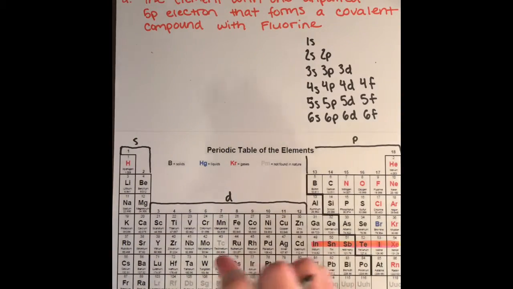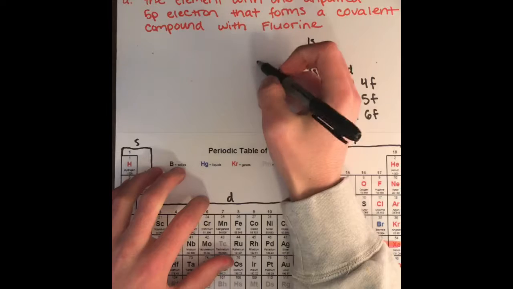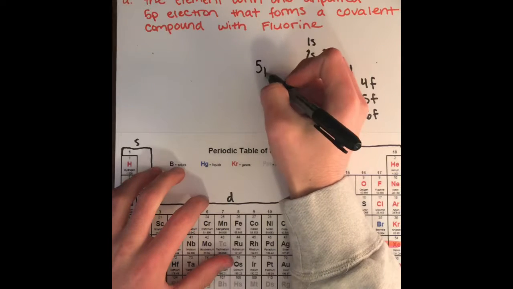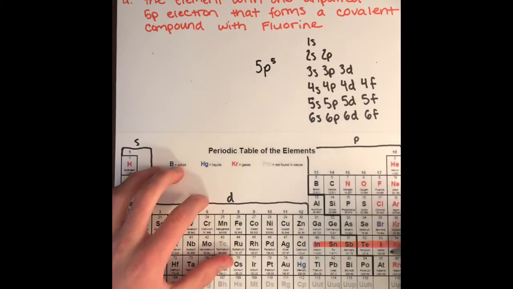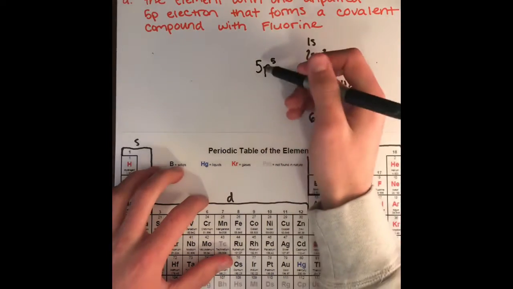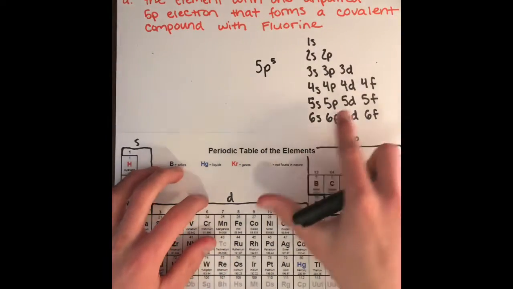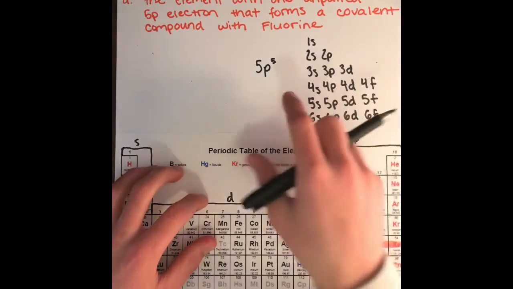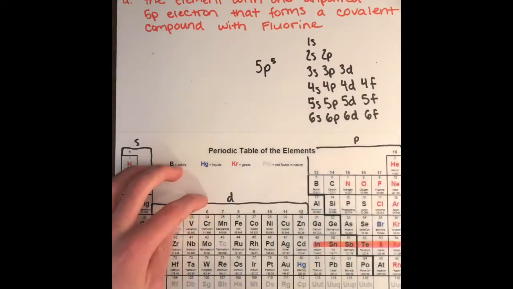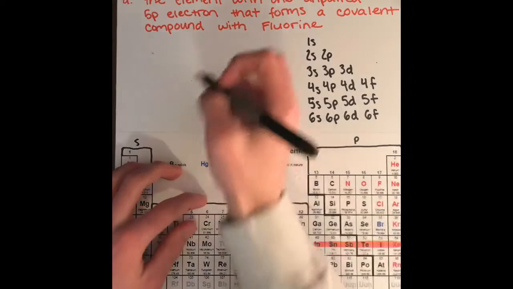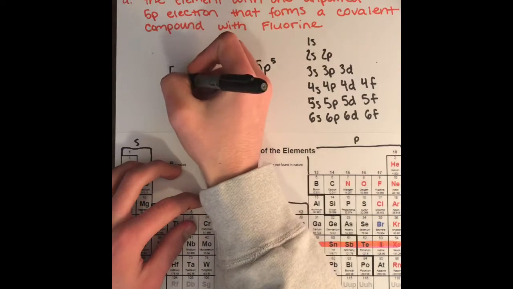So, we know that it's going to end in 5p5 because it has 5 electrons in the p block, which can hold 6. 1, 2, 3, 4, 5, 6, into the 5th quantum level. So, using this table, we can go back and write out the abbreviated electron configuration ending in krypton. So, we'll put krypton over here.